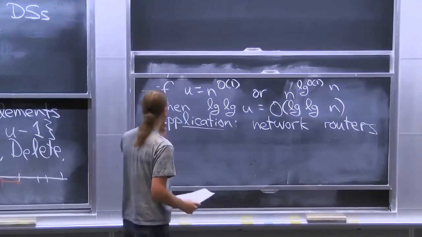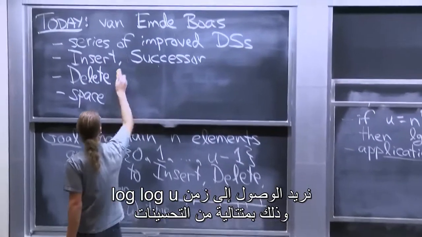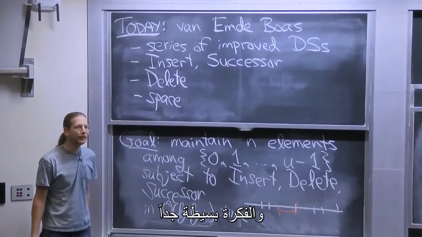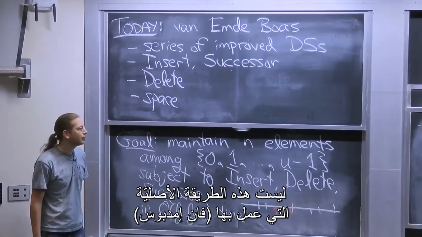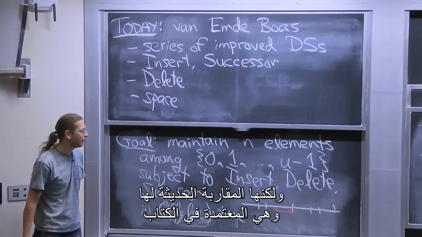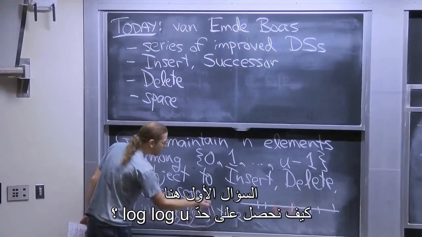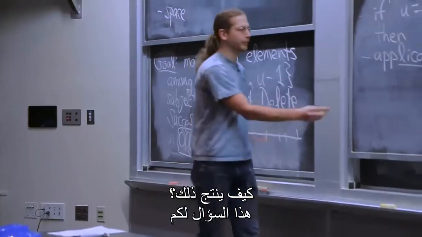OK, so we want to shoot for log U. We're going to get there by a series of improvements on a very simple idea. This is not the original way that Van Emde Boas got to this concept, but it's sort of the modern take on it. It's the one that's in the textbook. So the first question is, how might we get a log U bound? Where might that come from? It's a question for you.